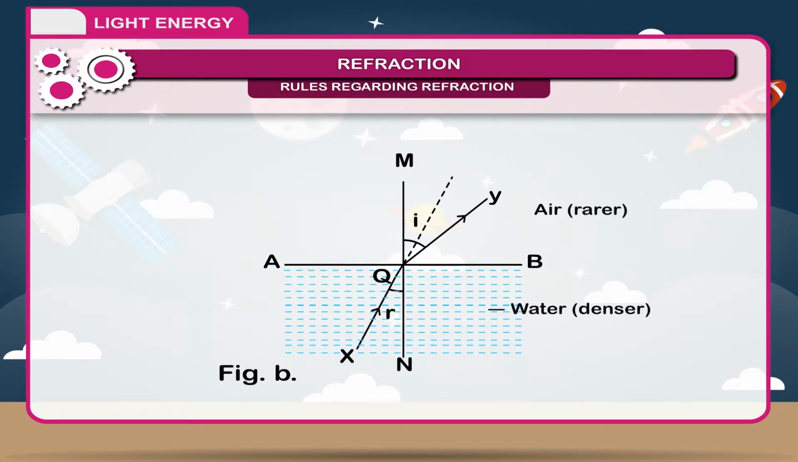Thus, we can summarize the phenomenon of refraction as: when a ray of light passes from one optical medium to another, there may be three possible situations. 1. When a ray of light passes from rarer medium to denser medium, it bends towards the normal and angle of refraction is smaller than the angle of incidence. That is, angle R is less than angle I.